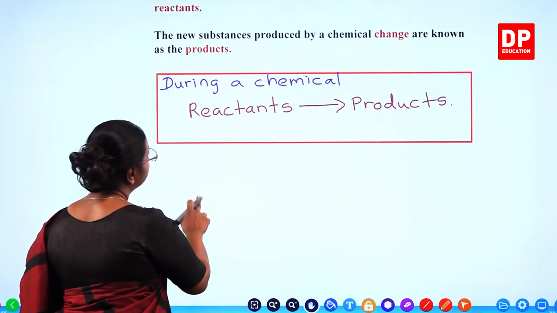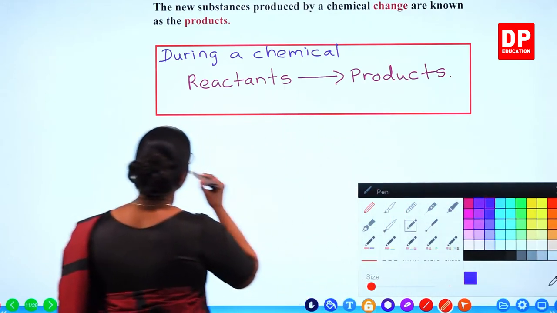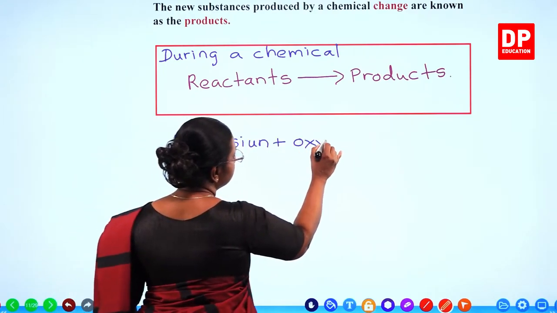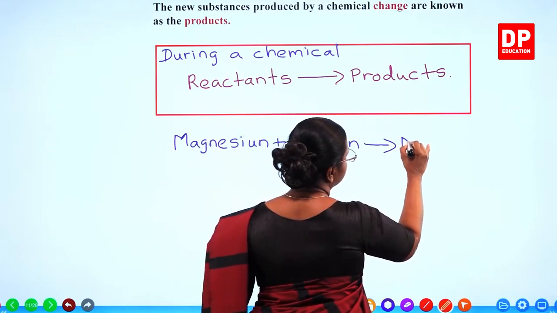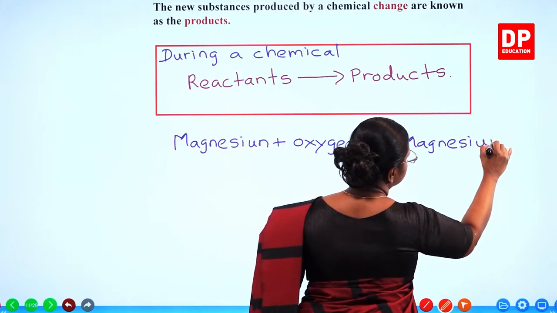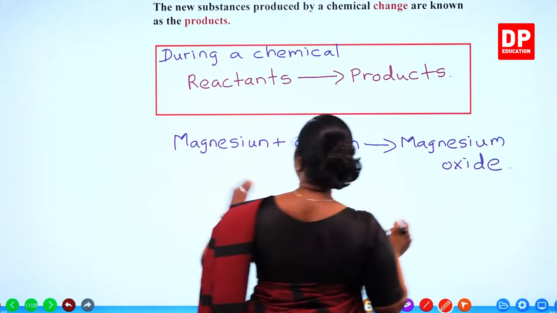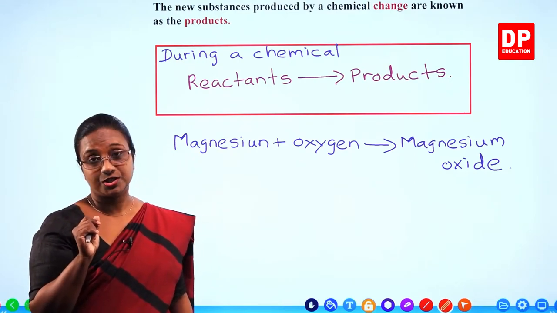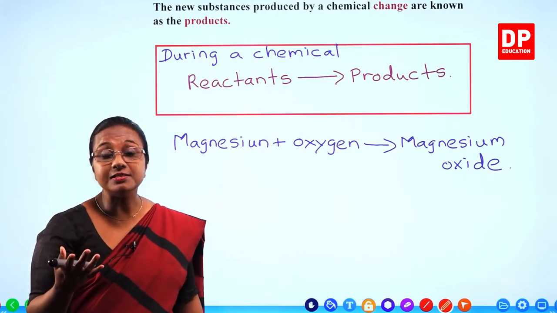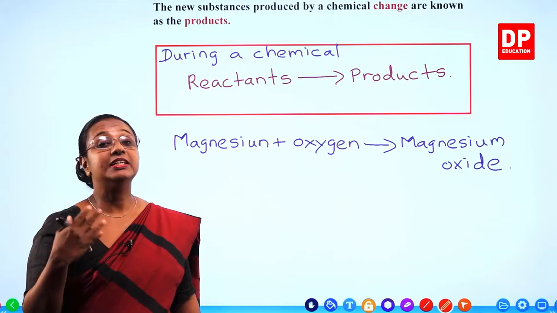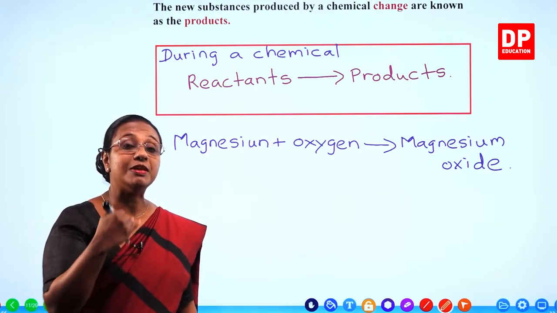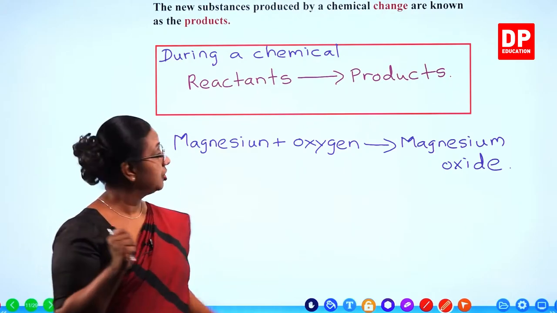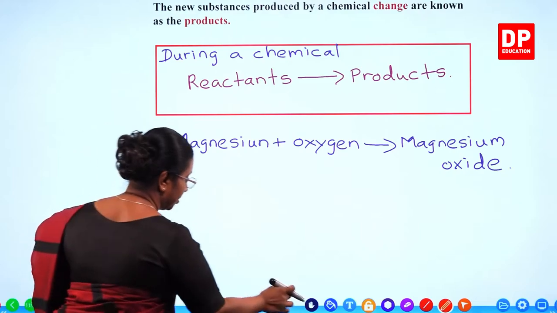As an example, if we consider the reactions that we saw, magnesium plus oxygen forming magnesium oxide. Now, when you write the reactants and products using words, we call it a word equation. Whereas if you use the chemical symbols, the chemical formulae, then we call it a chemical equation. And when we balance the number of atoms of each element involved, then we call it a balanced chemical equation. So what I have written here is the word equation.